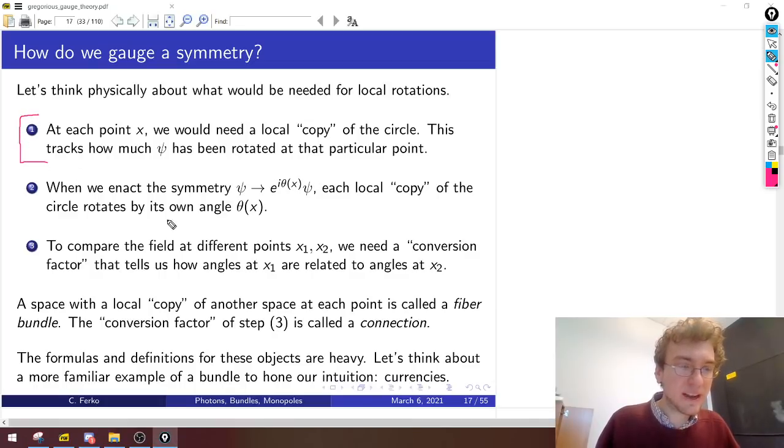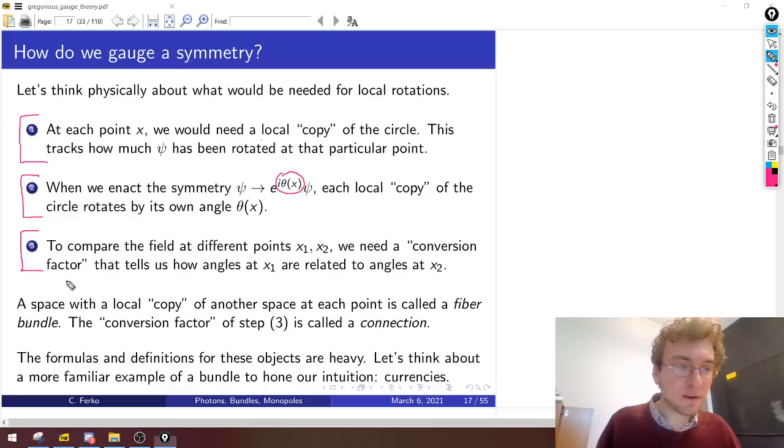We would need to attach a little local copy of the circle to each point x, and that circle is going to track how much the electron field psi has been rotated at that particular point. And then when we act with this symmetry, we want each local copy of the circle to rotate by its own independent angle, theta of x.